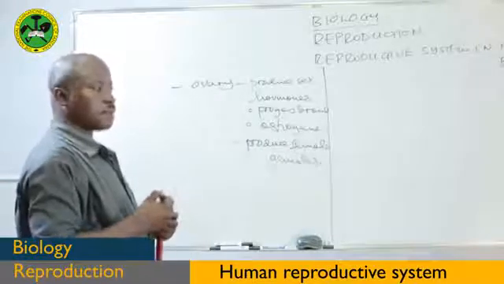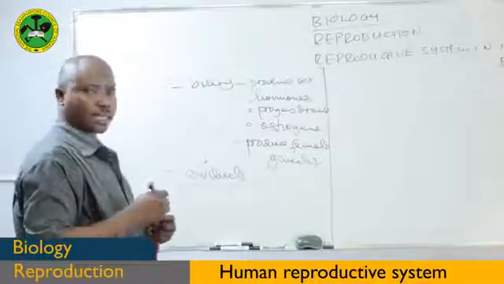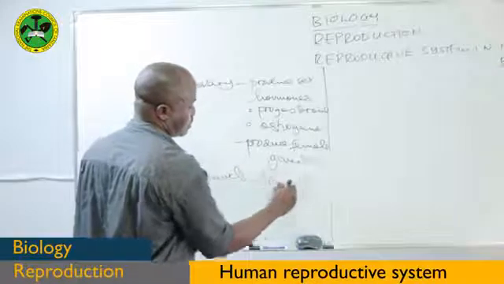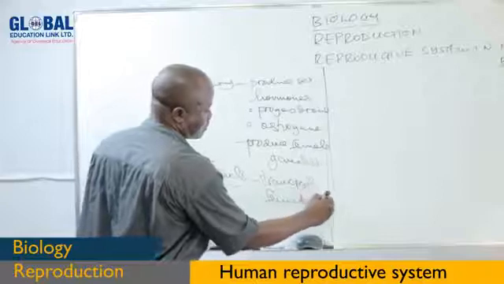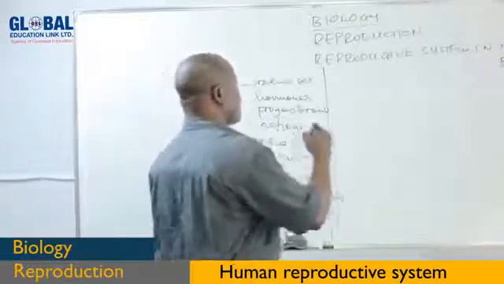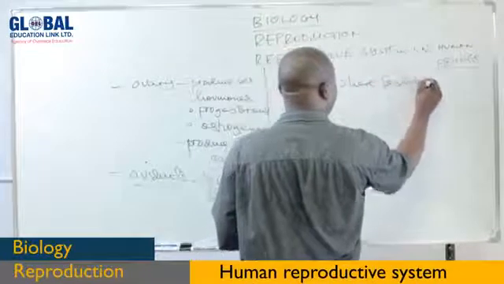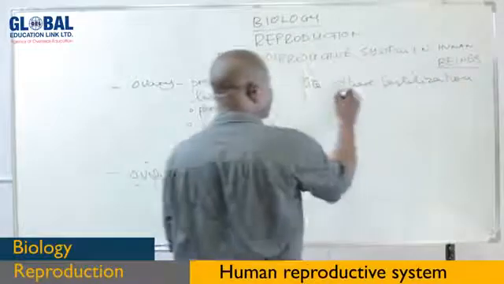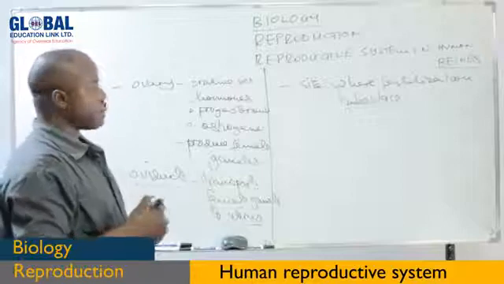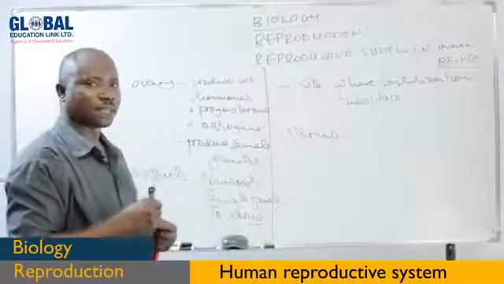Another inner part of the female reproductive system, you have the oviduct. The oviduct is a duct that transports the female gamete to the uterus. Another function of the oviduct, it forms the site where fertilization takes place. This is the function of the oviduct, but the inner part also consists of the uterus. The uterus forms the site for fetal development.